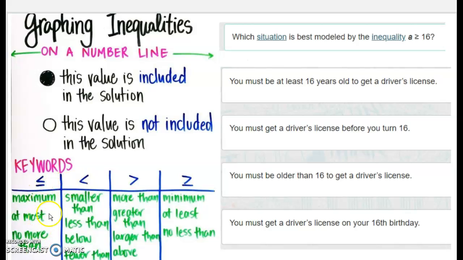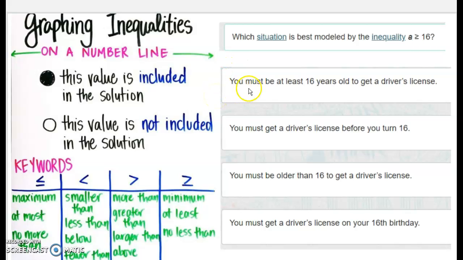Here we have words that are used very often when using these inequalities. So you want to reference this chart as much as possible in order to find the situation that matches the inequality. Which situation is best modeled by the inequality A is greater than or equal to 16?